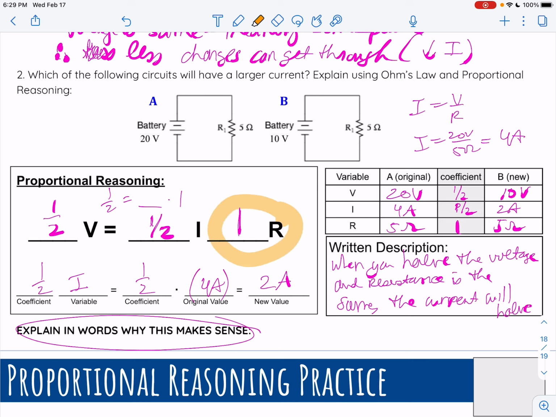If I have the same resistance, that means the circuit is equally difficult to travel in both times. It's like the same circuit. But in B, I'm only pushing half as hard. So if I only push half as hard and the circuit is the same circuit, I'm only going to be able to get half as much charge flow, because I'm only pushing half as hard. That's what I want you to say down here.